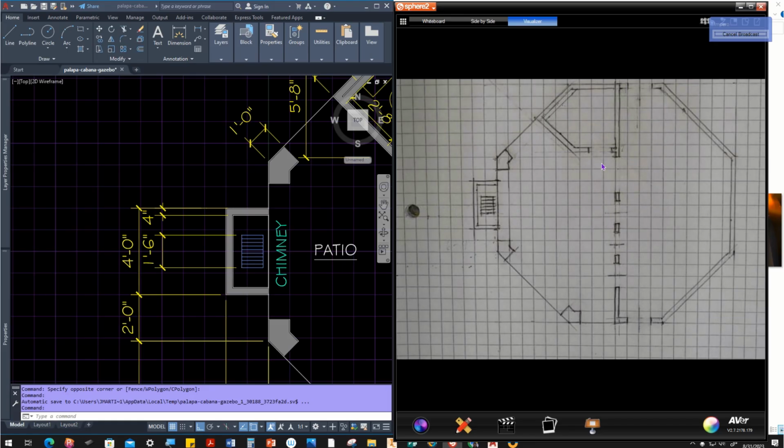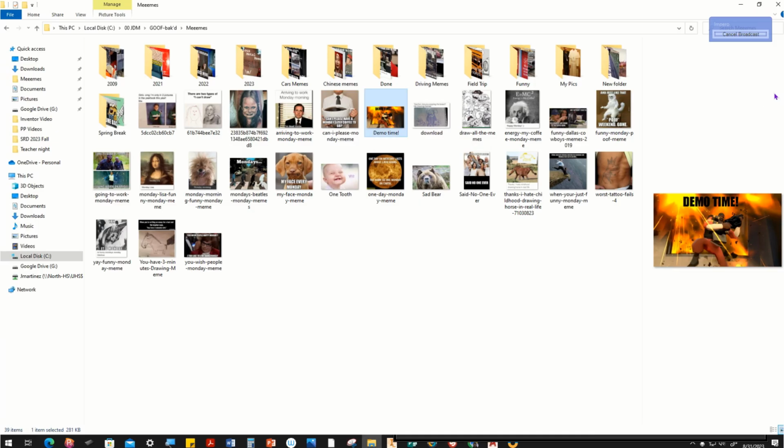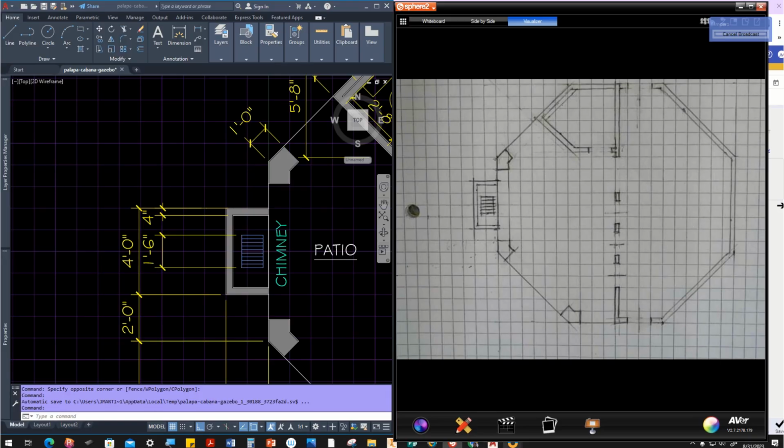The next thing to do is symbols. Let's begin with the symbols for doors and windows. In my day, we used to have this. No, not the memes.